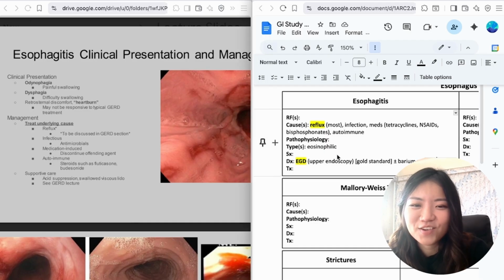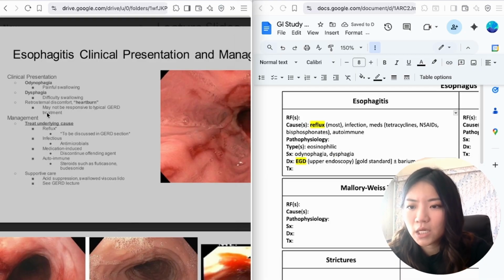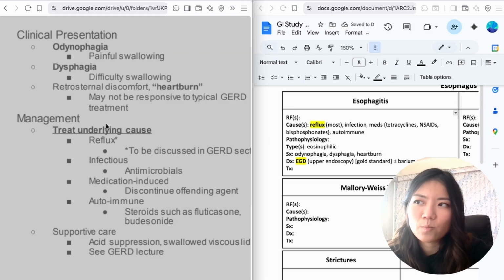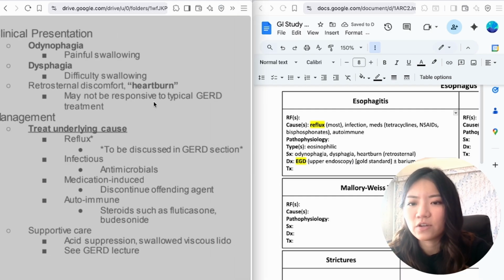Okay, so presentation symptoms. Odynophagia, which means painful swallowing. You either write the word, you can write down what it means, you can write down both. I think these are easy enough, so I'm just gonna write the medical word, heartburn, and then it'll come as you do more practice problems. Retrosternal is a term that's used a lot for certain conditions because a lot of times the only way to describe it on a test question is to describe it using certain words, and retrosternal is used a lot, so I'm just gonna put in parentheses that specific word so I know. It may not be responsive to typical GERD treatment.